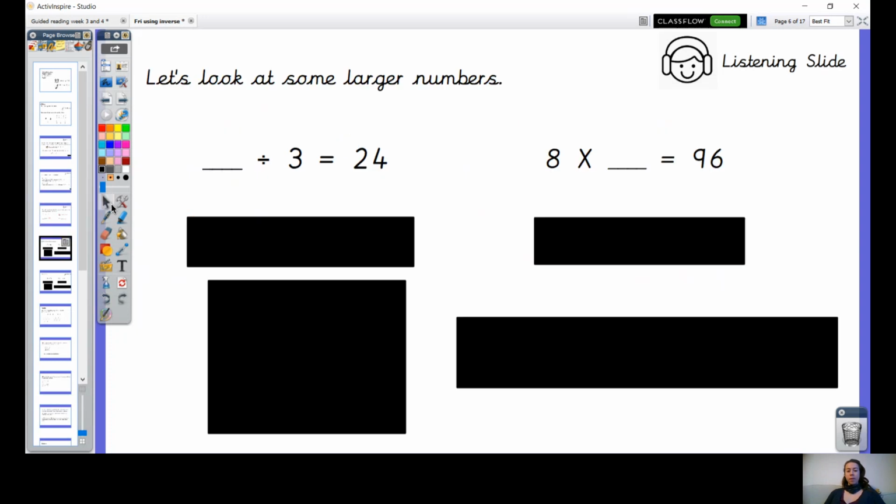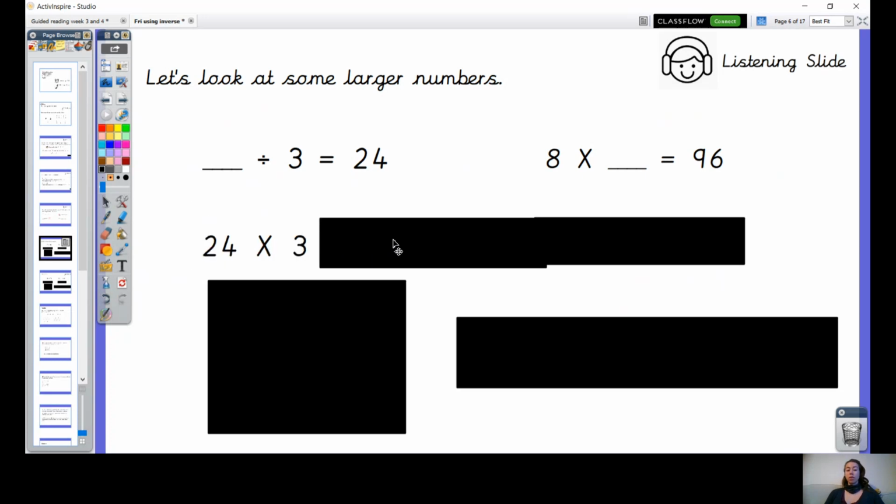Okay, another listening slide. Let's look at some larger numbers this time. So here's our example. Something divided by 3 is 24. Remember, this is the division number sentence, so we need quite a big number here. This is going to be the biggest number. Now have a think, what multiplication calculation can we do to help us work this out?